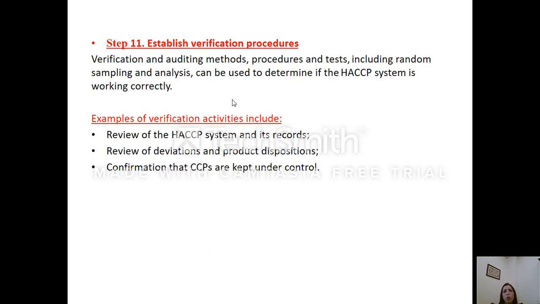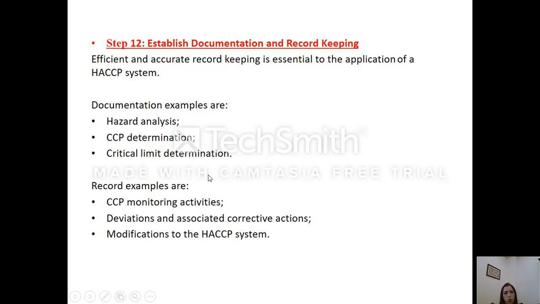Whenever we have zero deviation, the system is working correctly. Whenever we don't have any kind of problems of swelling in the tomato paste jars, feedback from the market is necessary. If you don't have complaints, that means that the CCPs are under control.